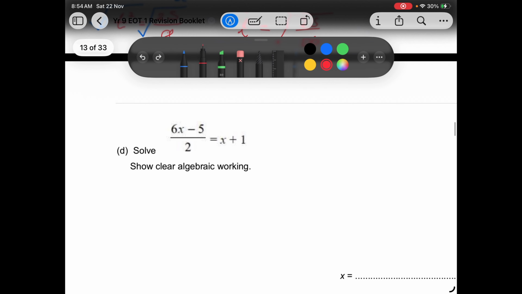Okay, here I have to solve this equation. Okay, solve, and here show clear algebraic working. What we have here, guys, is what we call a rational equation. It is rational because we have this ratio here, and an equation because we have this equal sign.